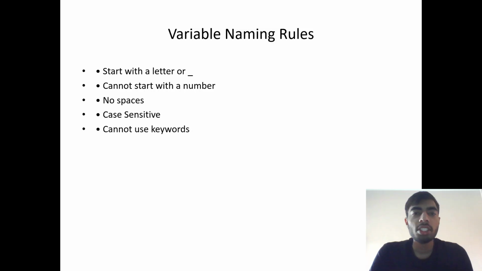While creating variables, we need to follow some important rules. A variable name should always start with a letter or an underscore. It should never start with a number. A variable name cannot contain spaces. For example, instead of writing student space name, we should write student underscore name. Another important rule is that Python is case sensitive. That means Name, capital and small, are completely different variables. Finally, we should never use Python keywords such as if, for, or while as variable names because they already have a special meaning in Python.